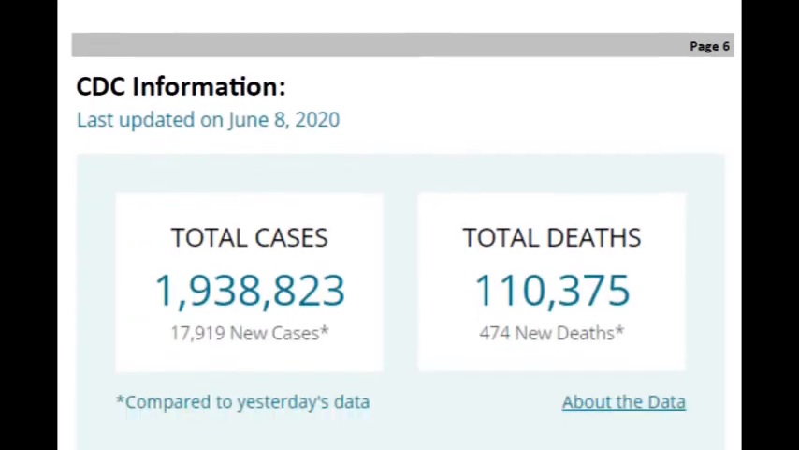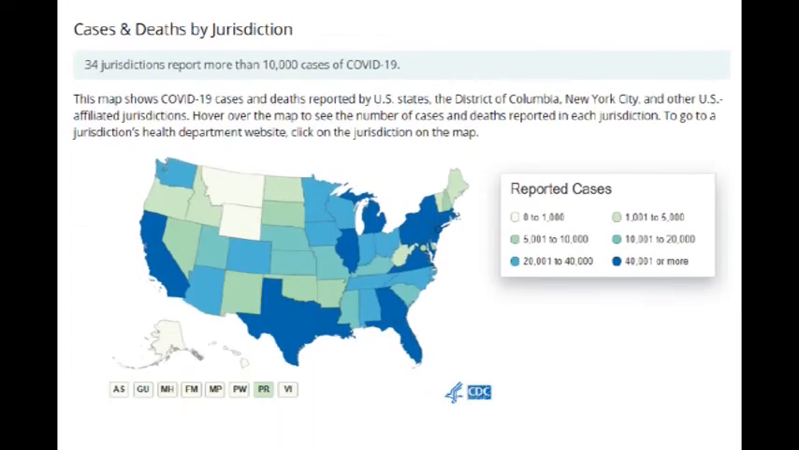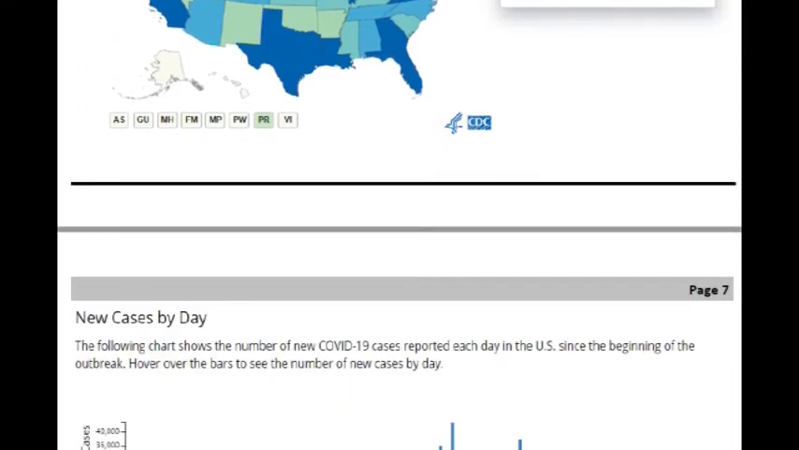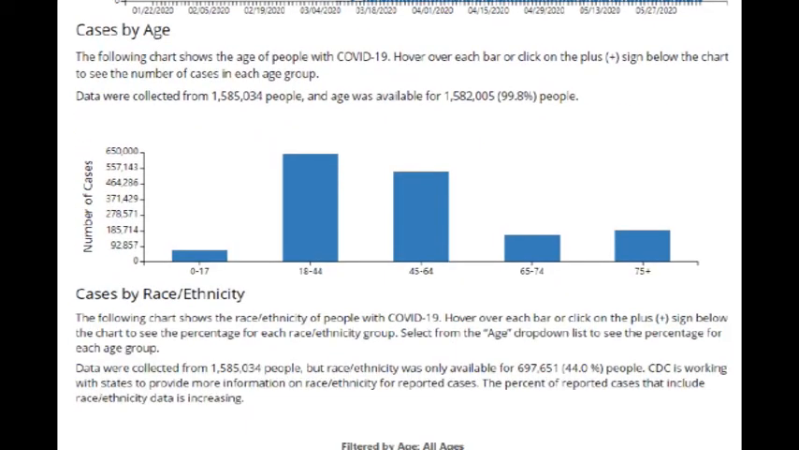On page 6 is information from the Centers for Disease Control. This page shows the total cases in the United States and the total deaths, as well as a map showing the differences in the states in reported cases. On page 7, also from the CDC, is a graph showing the new cases by day, cases by age, and cases by race and ethnicity.